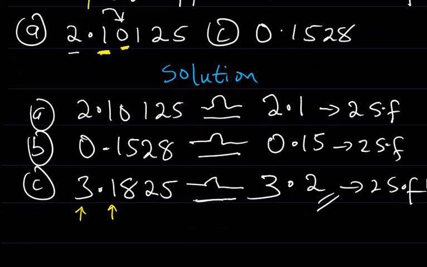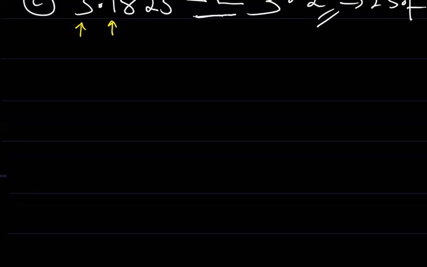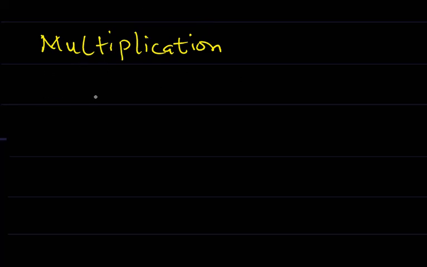Now let's look at how we approximate when we are performing calculations. Majorly, the arithmetic calculations we perform in chemistry are basically multiplication and division. So let's look at multiplication. Let's say you are doing some multiplication and you have to approximate the value of your multiplication. For example, let's say you're multiplying this number.